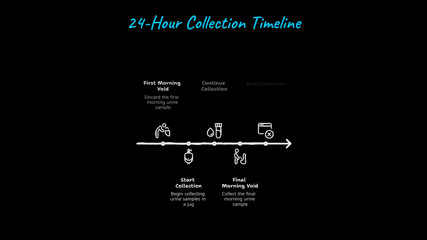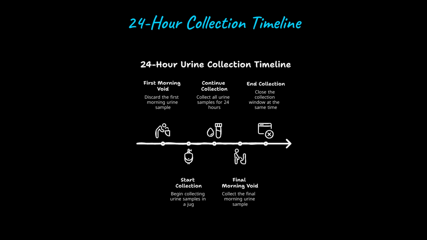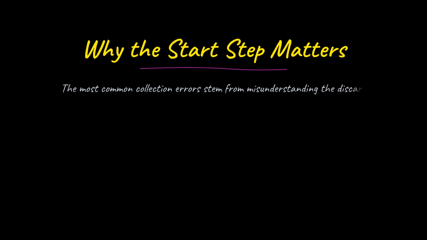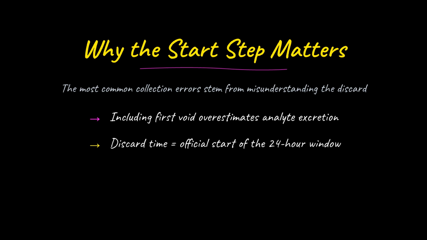The collection begins not when you first collect into the jug, but at the moment you discard the first morning void. That void contains urine produced during sleep, urine from outside your 24-hour window, so it must be discarded and the clock time noted. From that discard time forward, every void goes into the collection container. The collection closes at the same clock time the following morning, and that final void must be included. It clears urine produced during the last interval of the window. Including the first void extends the effective collection beyond 24 hours and systematically overestimates the analyte.